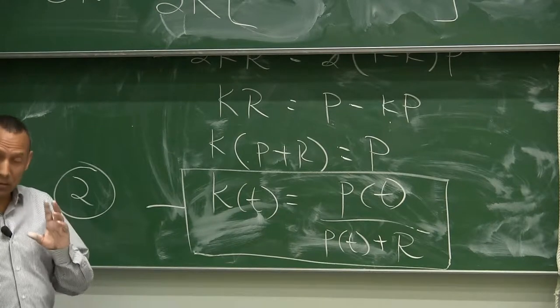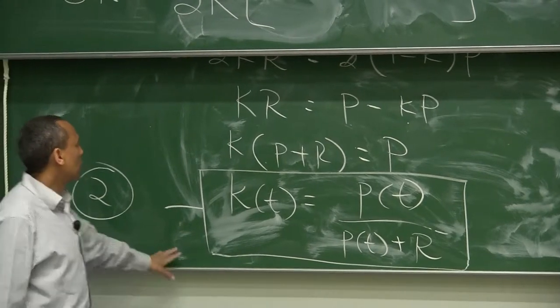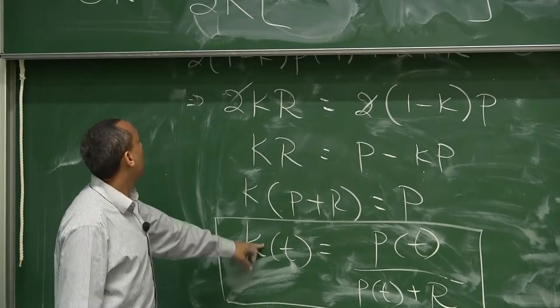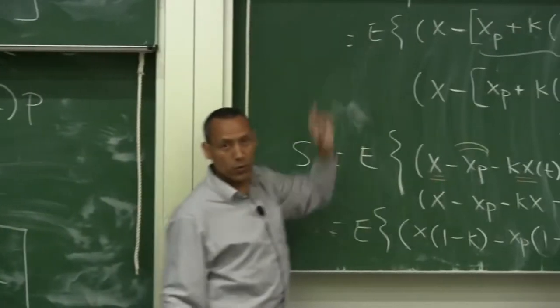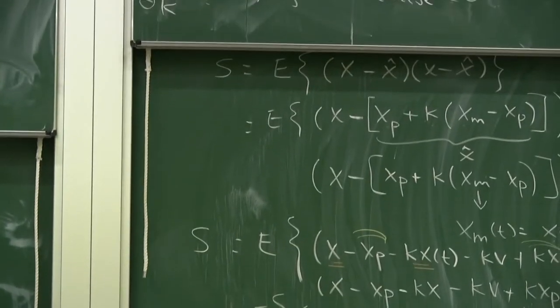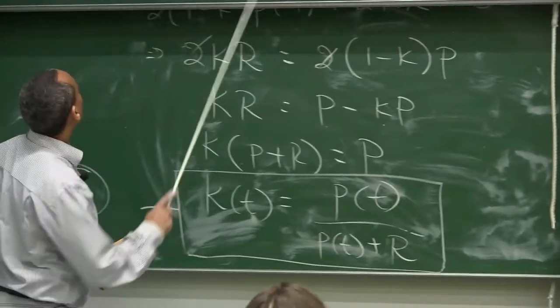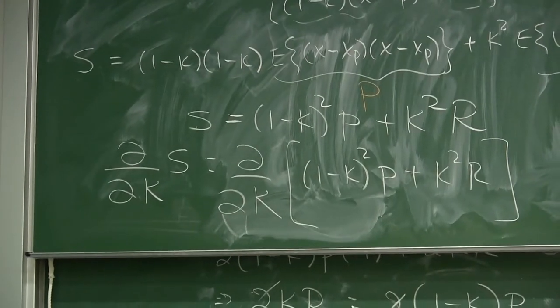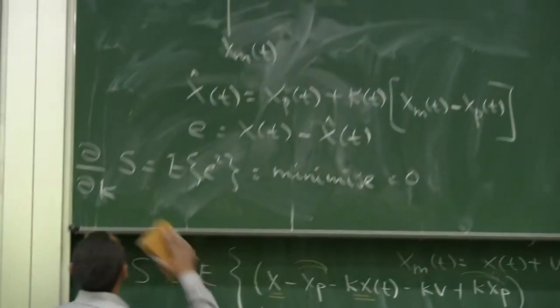Now, what is the error? If we substitute this k into S, what do we get? Okay, let's begin from here. If we substitute the Kalman filter, what do we get?